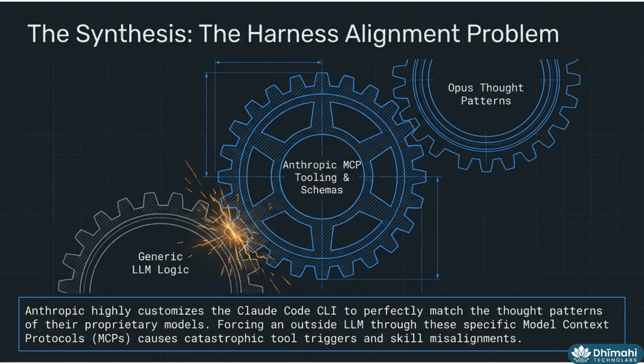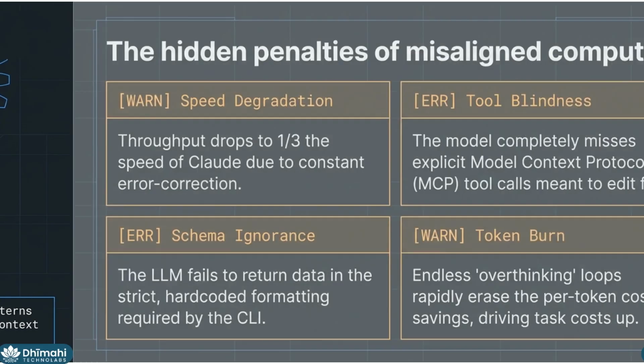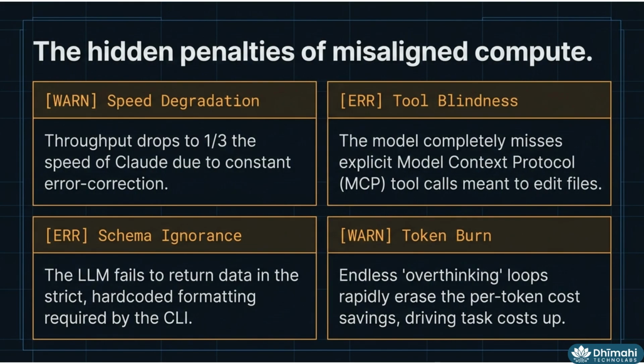The harness alignment problem arises because Anthropic highly customizes the Claude Code CLI to match their proprietary model's thought patterns. Forcing an outside LLM through these specific model context protocols causes catastrophic tool triggers and skill misalignments. Misaligned compute results in hidden penalties like speed degradation, tool blindness, schema ignorance, and token burn. These issues rapidly erase the per-token cost savings, driving task costs up and dropping throughput significantly.